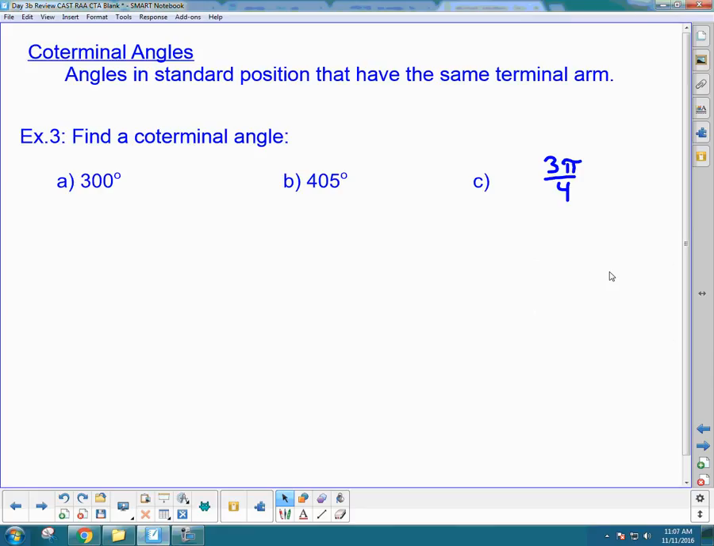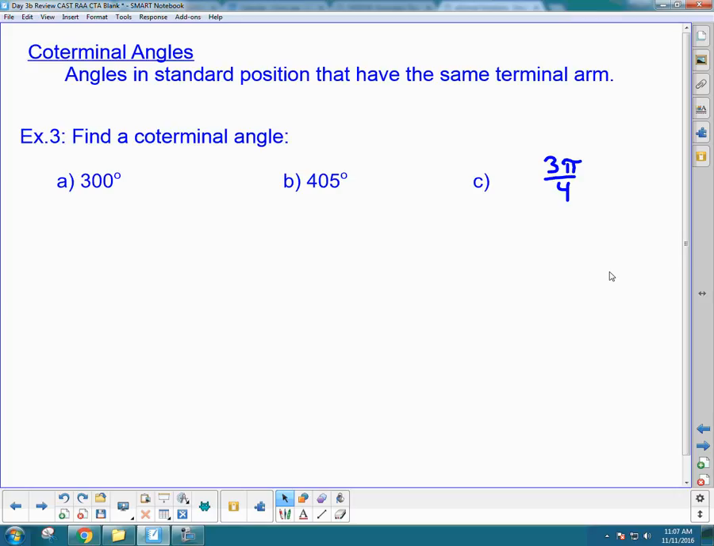Right, so now we're going to look at something called coterminal angles. I don't know if this is new or not, but regardless, we need to be aware of coterminal angles this year. So these are angles in standard position that have the same terminal arm. I'll let that linger with you in a moment, and it's easier to look at an example to explain what a coterminal angle is, so that's what we'll do.